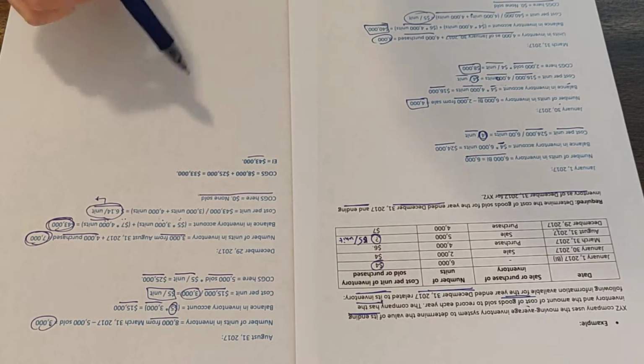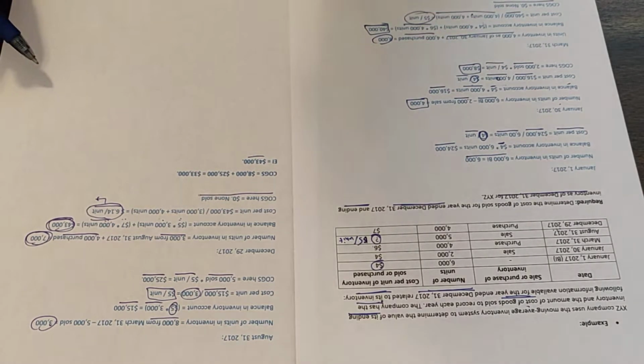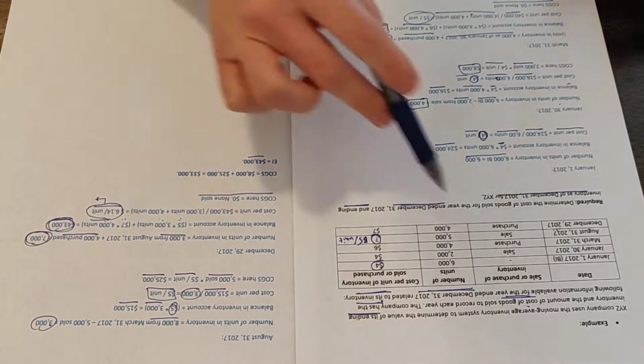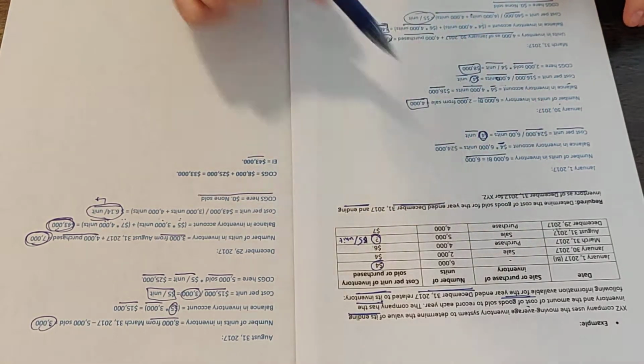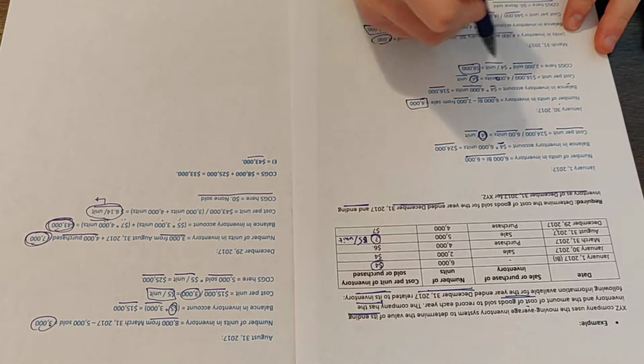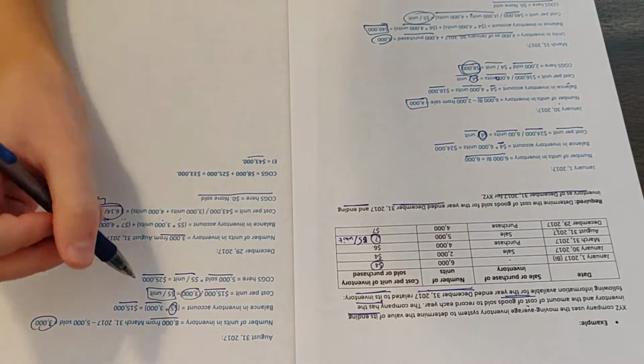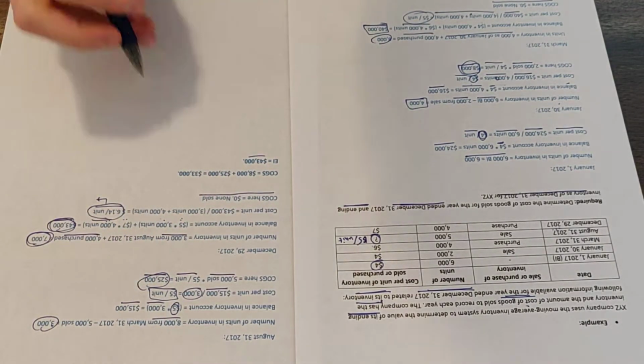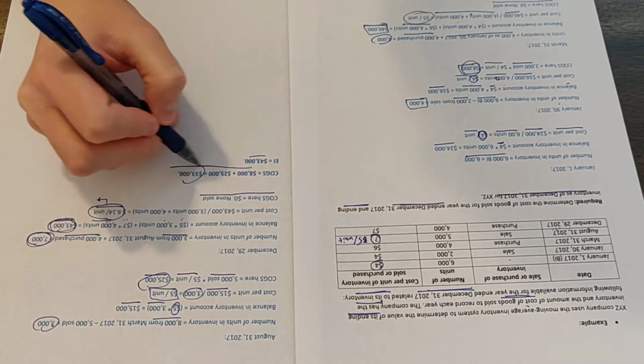Then what's our cost of goods sold? Well, we just have to go to our two areas where we actually made a sale, right? So we made a sale on January 30th and August 31st. So again, our cost of goods sold on January 30th was 8,000. Our cost of goods sold on August 31st was 25,000. So that means our cost of goods sold was $33,000 for the year.